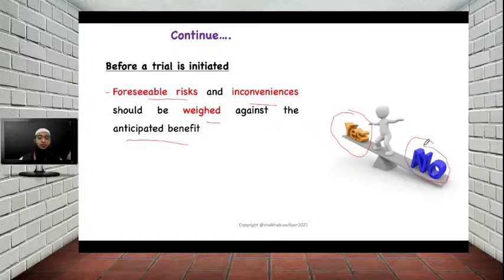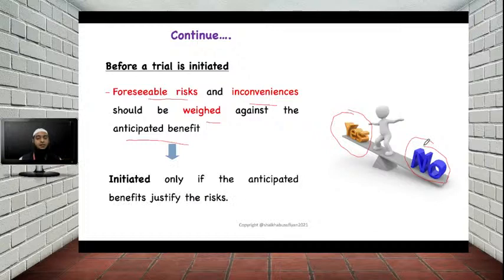Okay, so this should be done before a trial is initiated, and it can be initiated only if the anticipated benefit justifies the risk. Whatever problem or risk is there, it should be less as compared to the benefit. So the benefit to the patient should be more than the risk. If that is the case, then only you can go ahead with that particular trial. So this is the guideline before a trial is initiated.